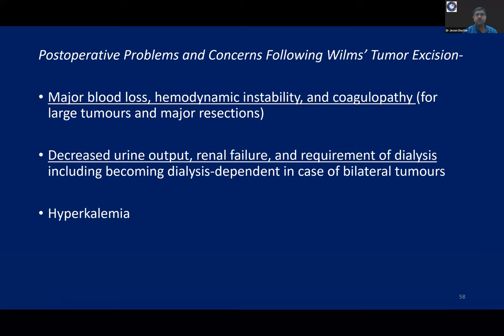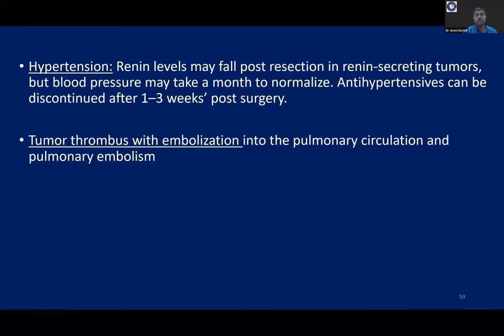And major blood loss, hemodynamic instability, coagulopathy, urine output, all of this needs to be monitored. If there is extensive bilateral disease, you may require perioperative dialysis. There may be problems with hyperkalemia. Hypertension, usually in children who preoperatively have renin-secreting tumors, can take 1 to 3 weeks to normalize. Okay, so antihypertensives may need to be continued for this period in the postoperative period. Okay, and then gradually you can taper the antihypertensives.